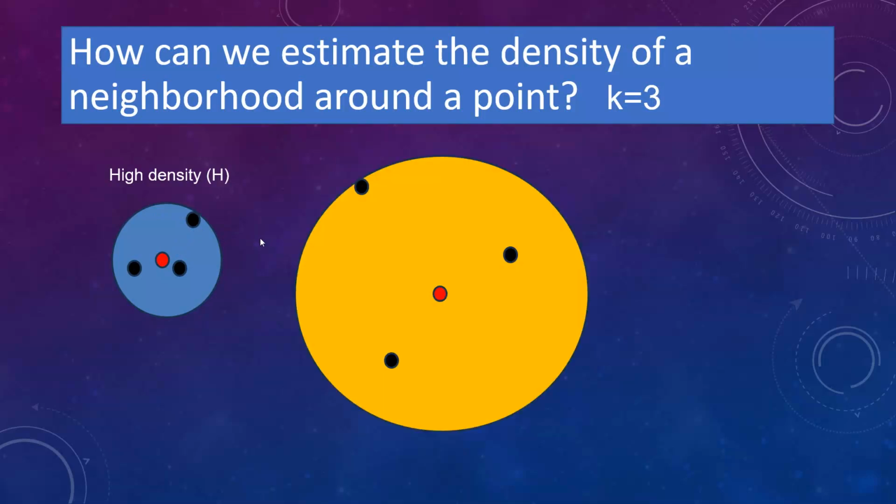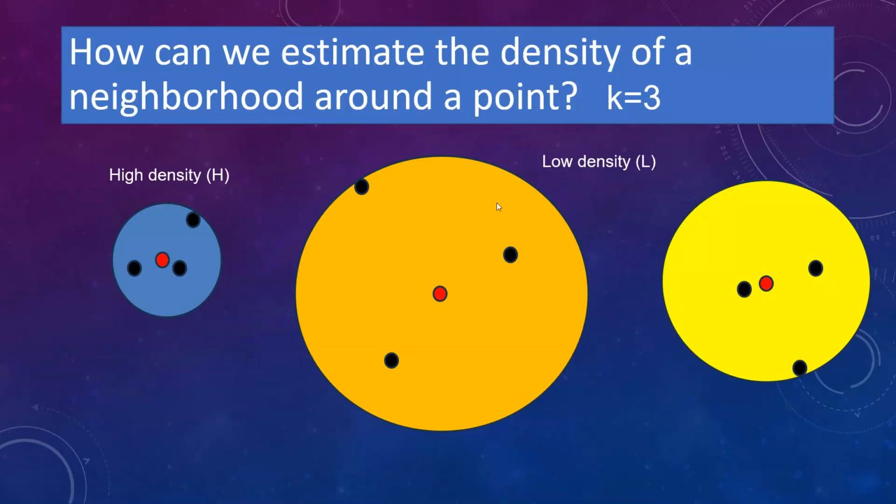Now contrast that with this, where the point of interest is in a neighborhood that's sparsely populated by the 3 nearest neighbors. So the region of interest is going to be this region, okay? And that would be a low density region. And finally, just for completeness, we have a point of interest here with 3 neighbors and the third point being here, so that defines a medium density region, okay?